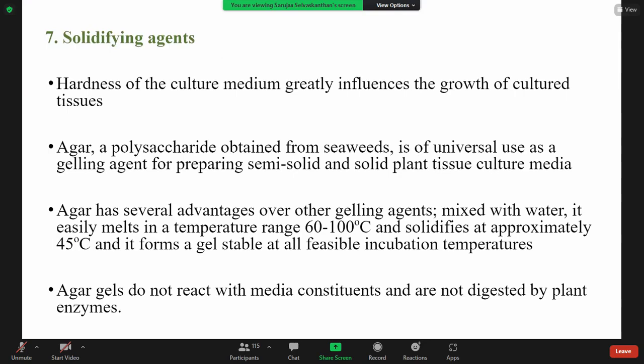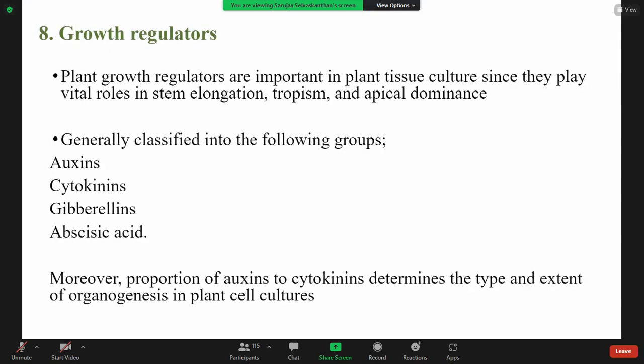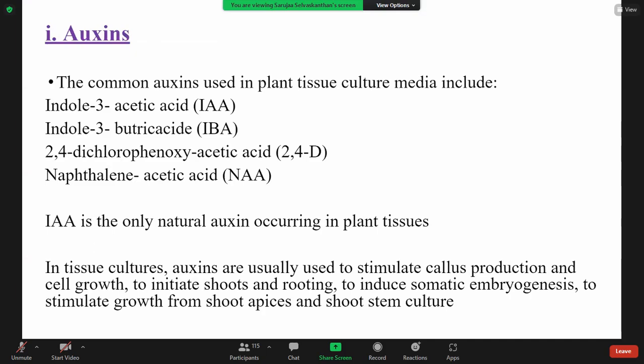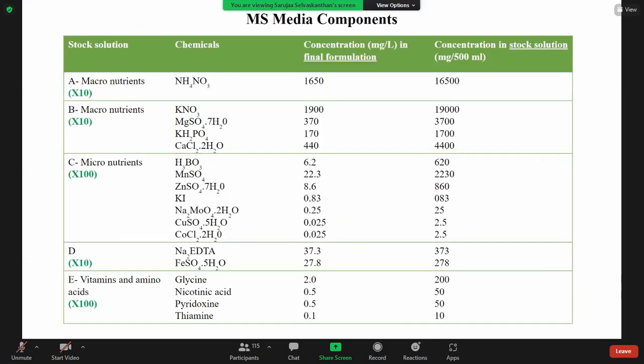Growth regulators, you know it: auxin, gibberellin, cytokinin, right? Commonly used auxins for callus culture, normally 2,4-D we use. For rooting, indole butyric acid and acetic acid. Indole acetic acid also we can use. That is a naturally found auxin. We are going to study it in the next class, plant growth regulators, right?